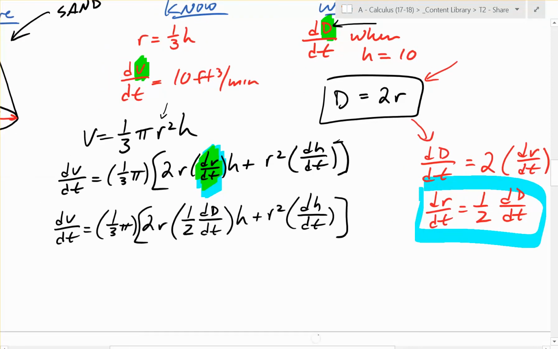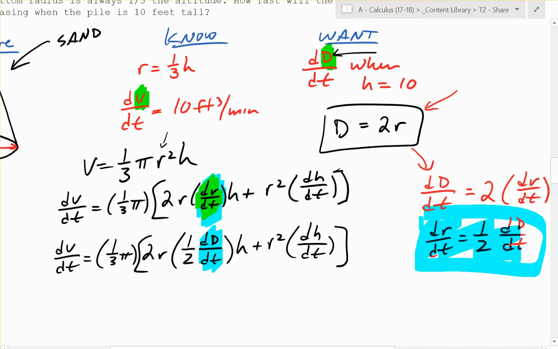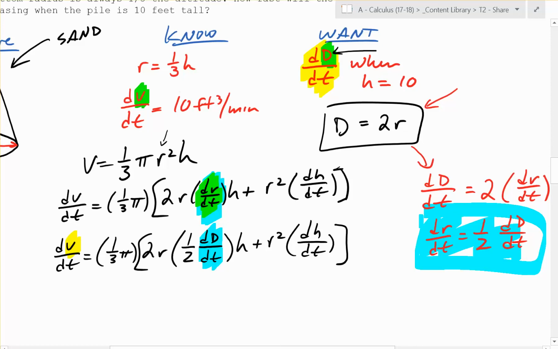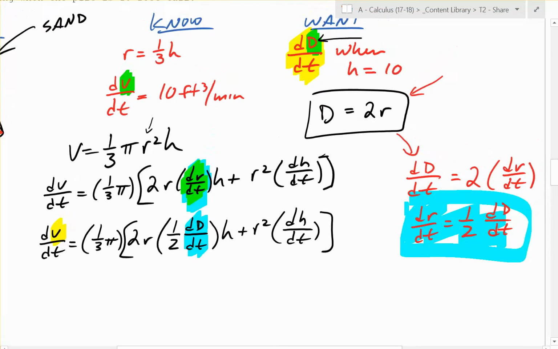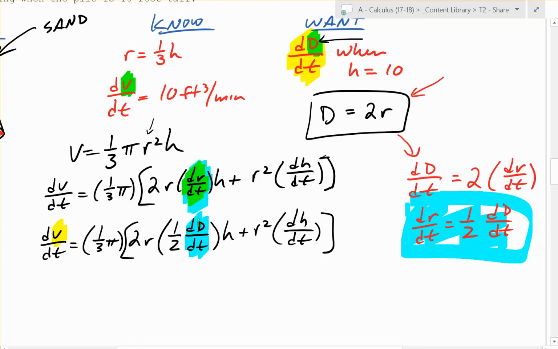So what do we end up with? We've taken this and turned it into this, and the reason that's important is we now have a link between volume and dD/dt, which is what we want. We want the rate of change of diameter right there. So what are we solving for? We want dD/dt, so we want this thing right here.